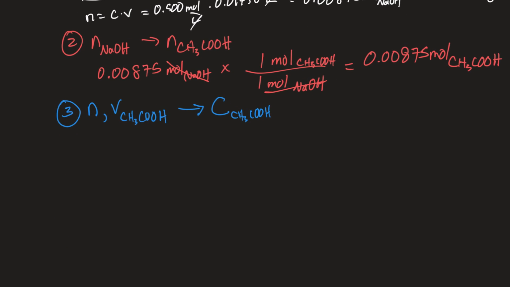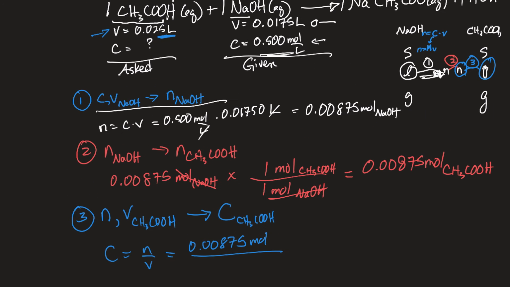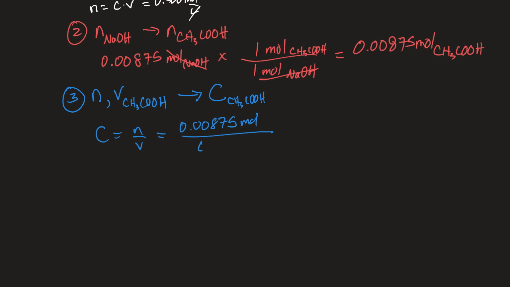Okay, my formula is C equals n over V. I don't have to manipulate the formula. Moles are 0.00875 moles, and the volume up there is 0.025 liters. So I'll take that number and divide it by 0.025, and I'm coming up with 0.175 moles per liter. I would have to do my sig figs. I think it's 3 sig figs there. But that would be my concentration.